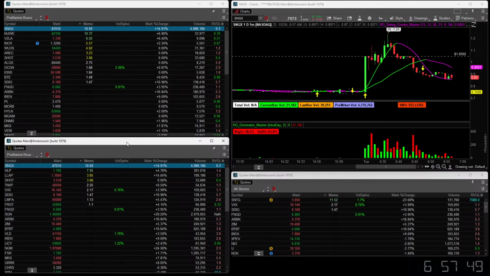Rob Farley, I have all kinds of scans. Some of them do function off of the volume indicator. Some of them don't.